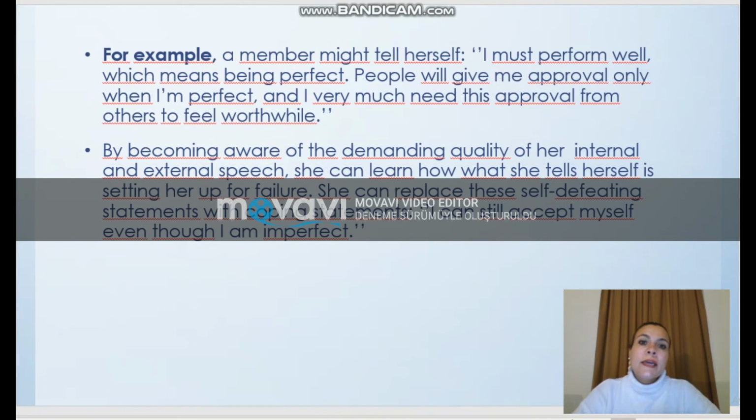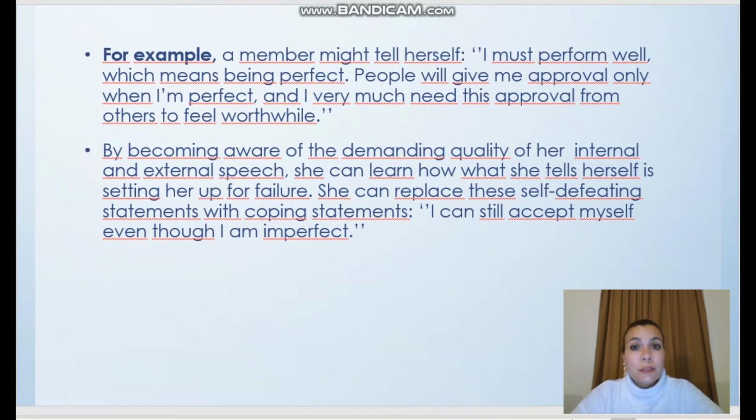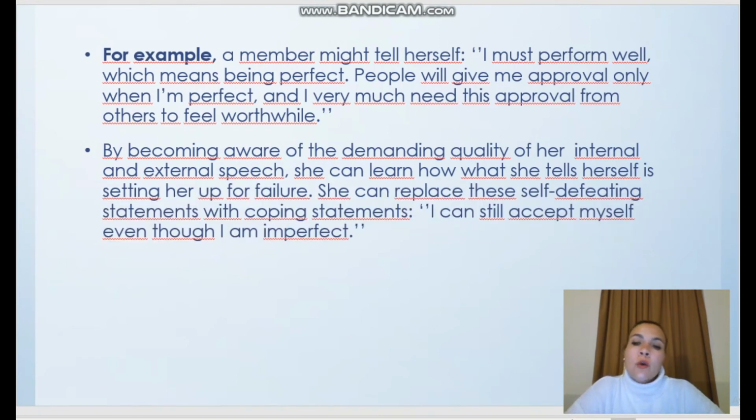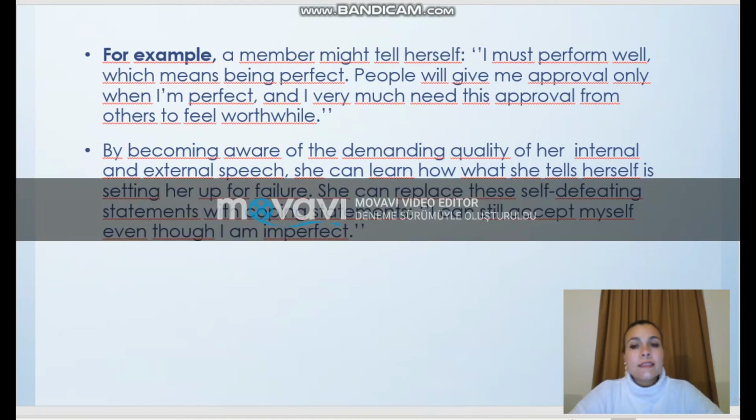For example, a member might tell herself, I must perform well, which means being perfect. People give me approval only when I'm perfect, and I very much need this approval from others to feel worthwhile. By becoming aware of the demanding quality of her internal and external speech, she can learn how what she tells herself is setting her up for failure. So she can replace these self-defeating statements with coping statements, such as, I can still accept myself even though I'm imperfect. Okay, this is the coping statement example.